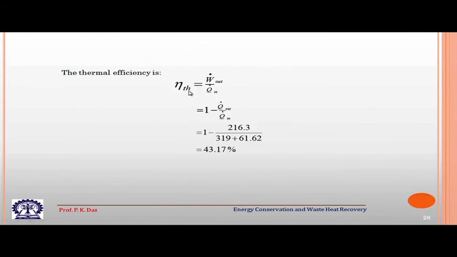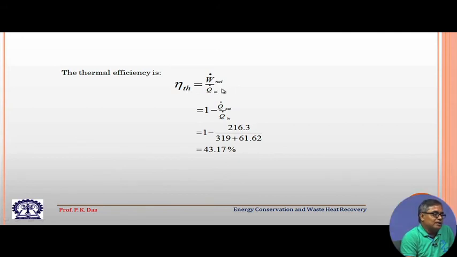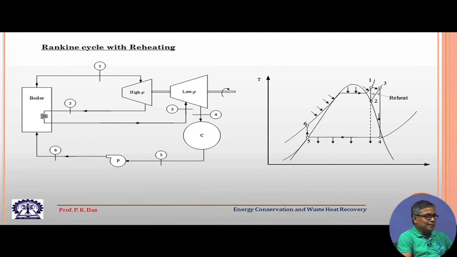So, thermal efficiency will be W dot net divided by Q dot. So, here you see the addition of both the turbine work that is given, and here the addition of both the heat addition in the boiler and in the reheater. So, that is given, and with that we get an efficiency of 43.17%. Now, let us go back to the first cycle diagram.